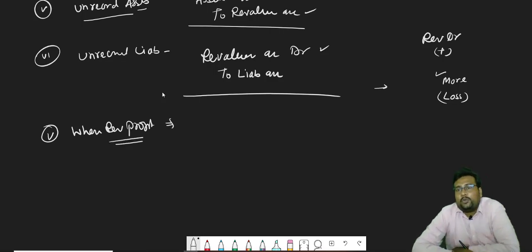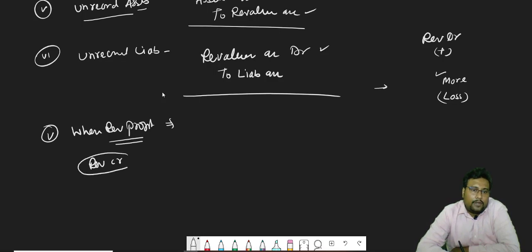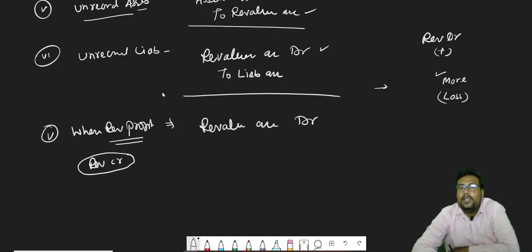So beta, when revaluation has a profit, it means the revaluation credit side is more, and we have to close the revaluation account and give it to partners' capital. For closing anything, we have to pass it on the opposite side. That's why revaluation account debit. And when we give the revaluation profit to the partners, partners' capital increases. Partners' capital is a liability, and when liability increases, it will be credit.